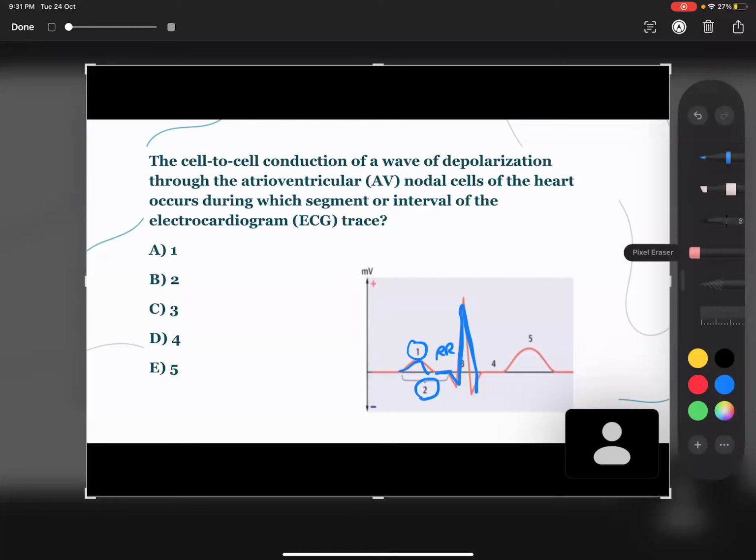Sorry, this is RR. So the PR is part of 2, so you could just answer 2. But if they had only said this is 2, it would have been more right. Do you get me?